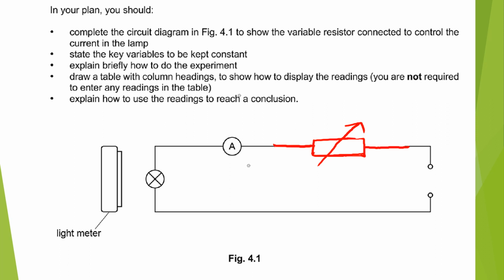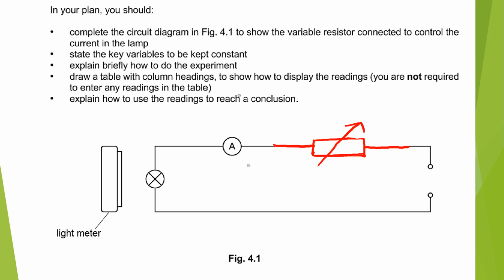Next question. Draw a table with column headings to show how to display the readings. You are not required to enter any readings in the table. The values are very simple. The table has only two columns. The first column is current with the unit amperes. Then the second column is light meter with its units. Actually, it is the intensity of light, the amount of how bright it is. The units are candles. Only two columns: current in amperes, and light meter in candles.